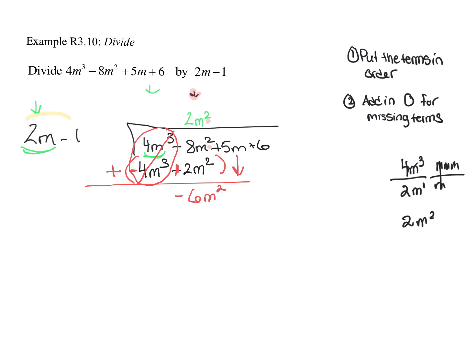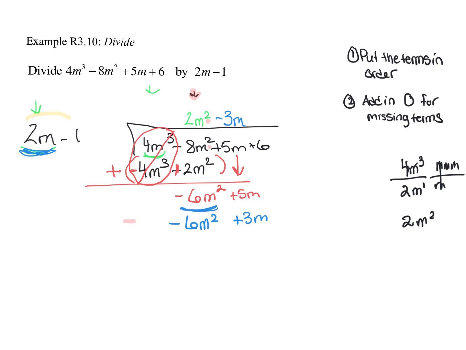Then you drop down your next term, plus 5m. Repeat the process. How do you make your first term here, 2m, become a negative 6m? We'll need to multiply by a negative 3, and m times an m makes that m squared. M times 2m is a negative 6m squared. Again, those should match. Negative 1 times negative 3 makes a plus 3m.